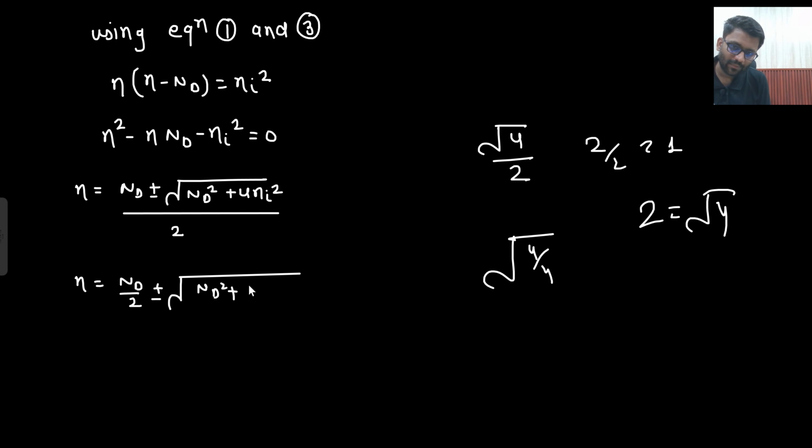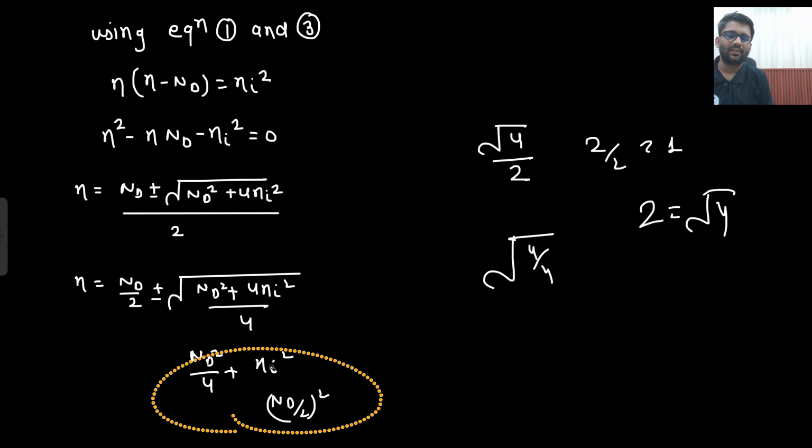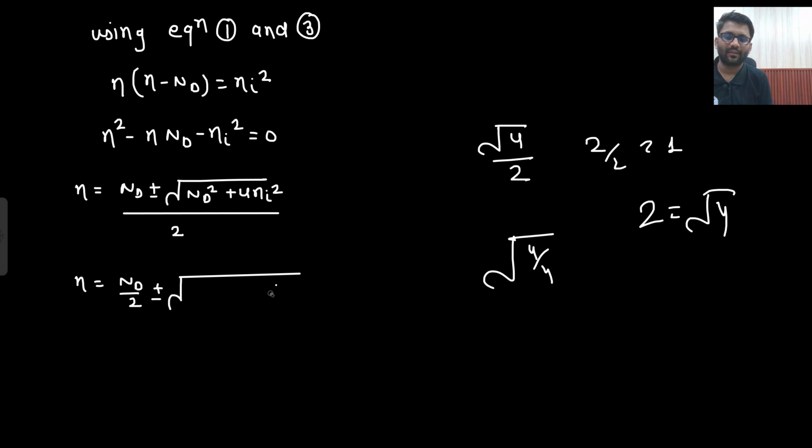So nd square plus 4 ni square divided by 4. So it can be written as nd square by 4 plus ni square. So nd square by 4 can be written as nd by 2 whole square plus ni square. So this is the formula that I have written: nd by 2 whole square plus ni square.